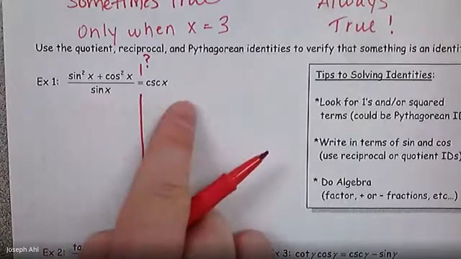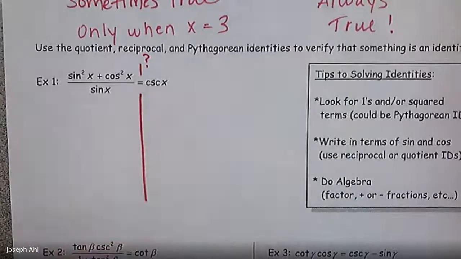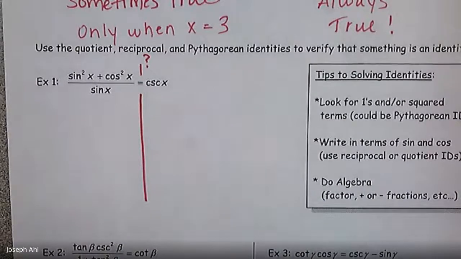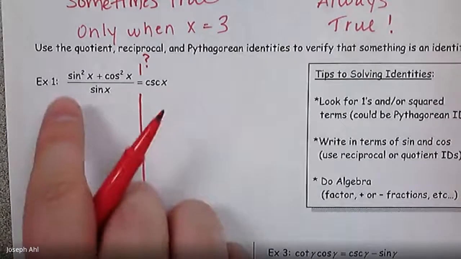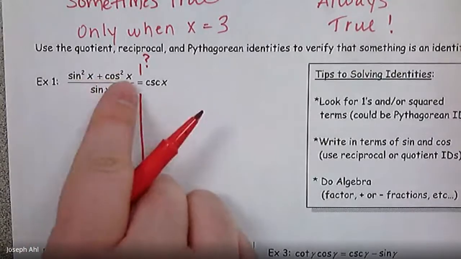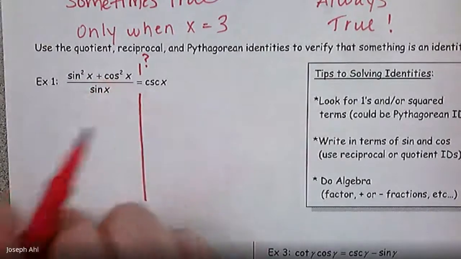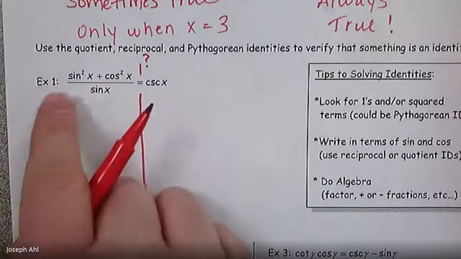So I can't add something to both sides. We can't multiply both sides by the same amount. I'm going to jump right into example 1, and I'm going to make it look real easy for you. When you see trig functions squared, especially being added or subtracted, I want you to think Pythagorean identities.